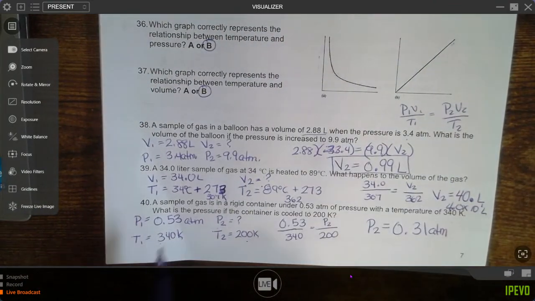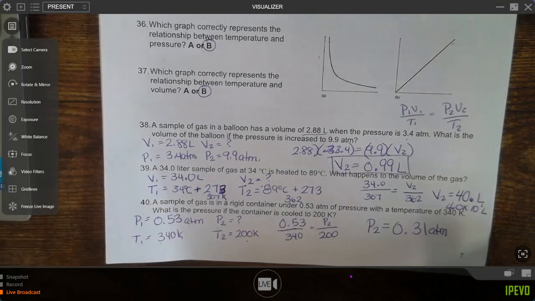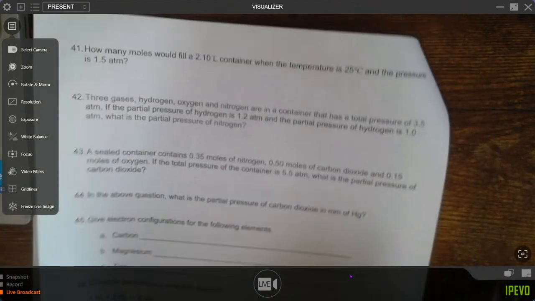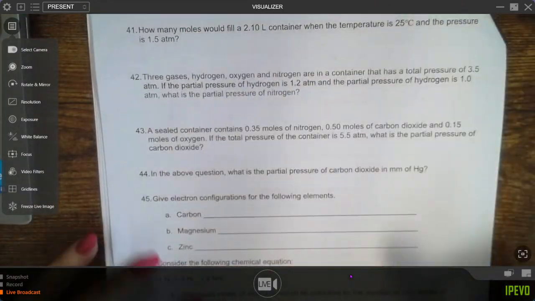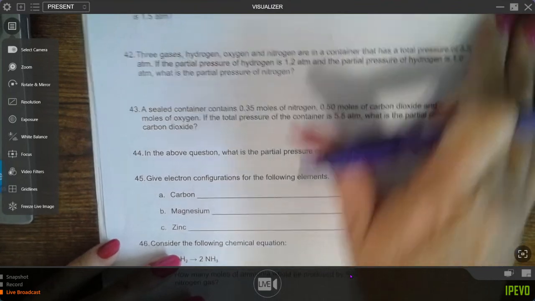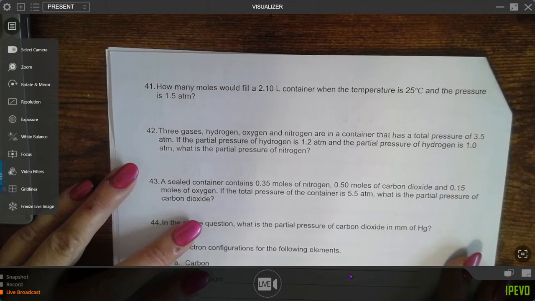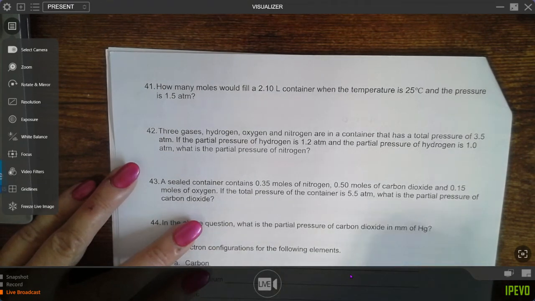Okay, so does that make sense? Temperature went down, pressure went down. Good deal. All right, let's see what's on the next page. I think there's a couple more gas laws that we will work through before I stop this video. We'll just get all of the gas laws out of the way. All right, how many moles would fill a 2.1 liter container when the temperature is 25 degrees and the pressure is 1.5 atmospheres? Notice that we don't have any changing conditions and we have moles.